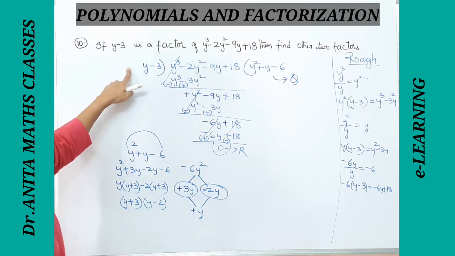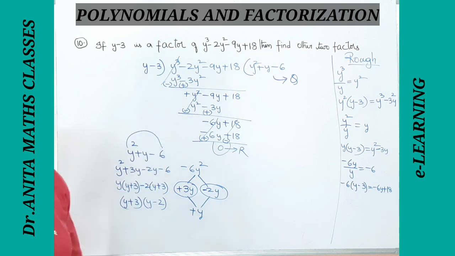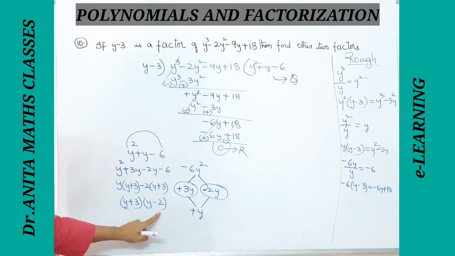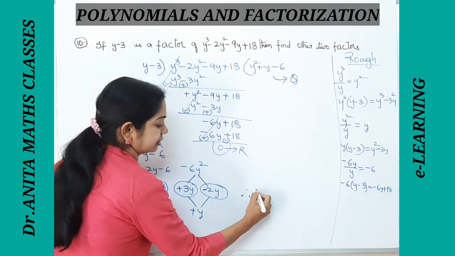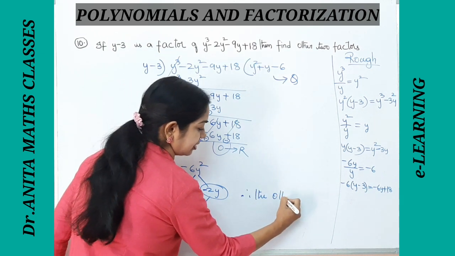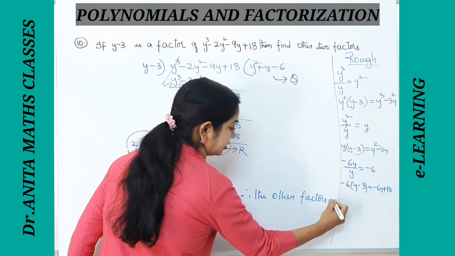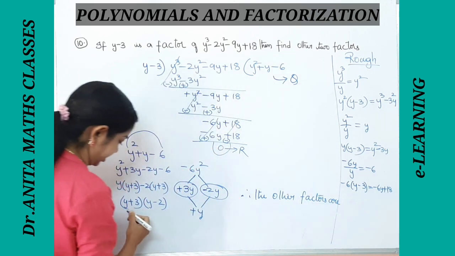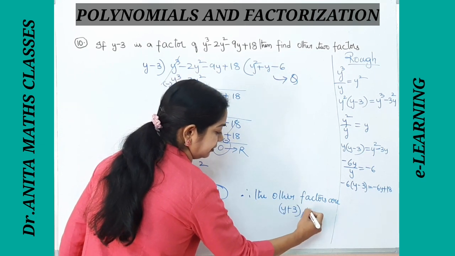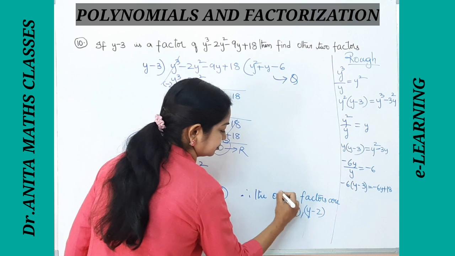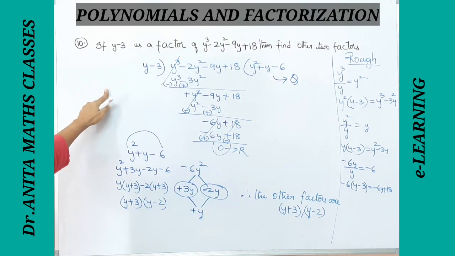Therefore, given in the question that y minus 3 is a factor, find the other factors. That means the other factors are y plus 3 and y minus 2. We will write it as y plus 3 and y minus 2. So, hope you have understood this. Pause the video and note it down.